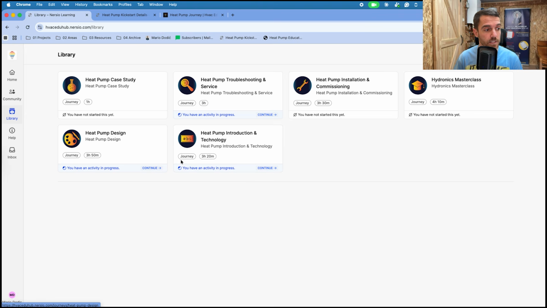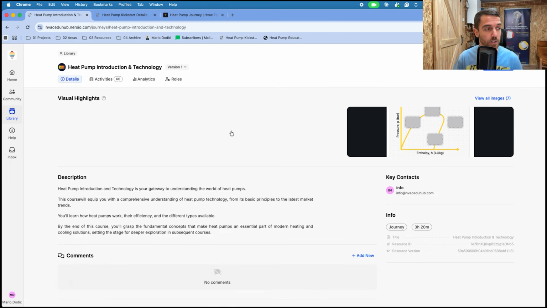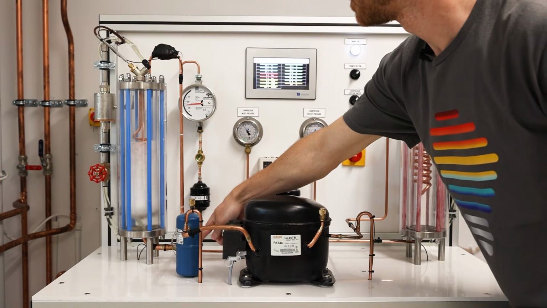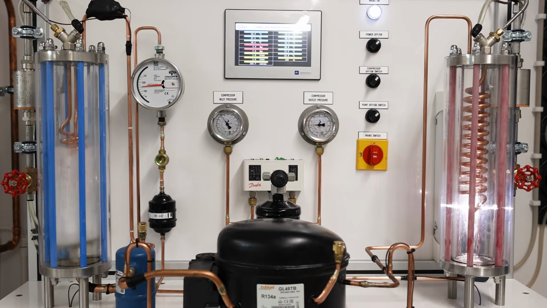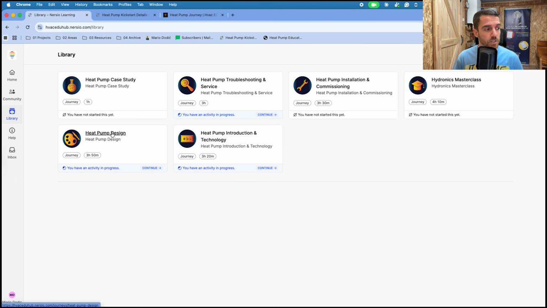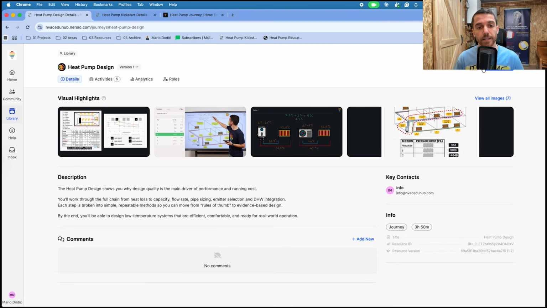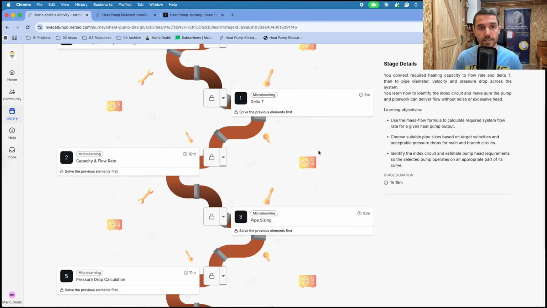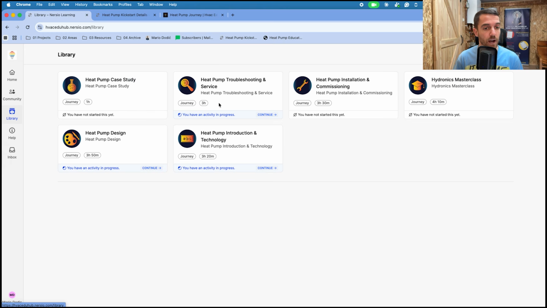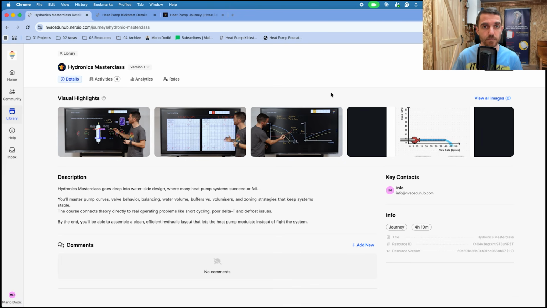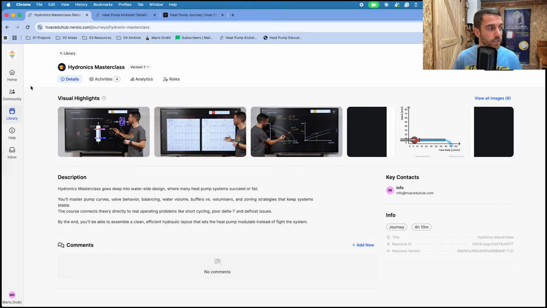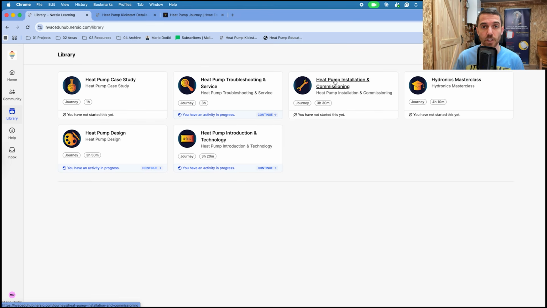So 6 main courses, starting from heat pump introduction and technology, where you will have everything about the refrigerant cycle, components, compressor, heat and temperature. Second course is heat pump design, where you will find everything about heat loss, pipe sizing, buffer, flow rates, and so on. After that, the hydronics masterclass, where we go deep inside water volume, buffers, and everything related to that. After that, installation and commissioning.